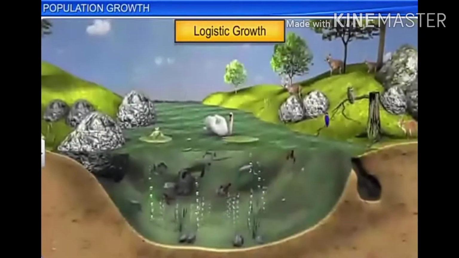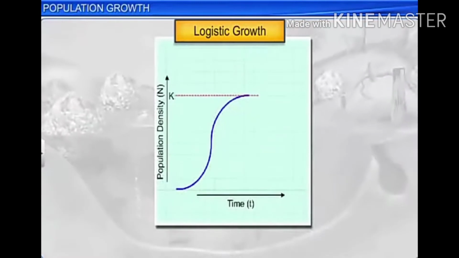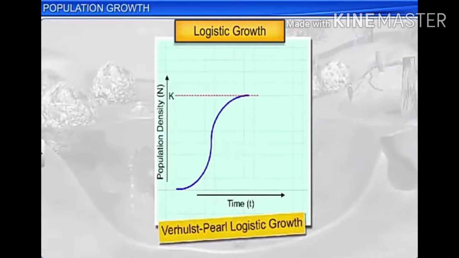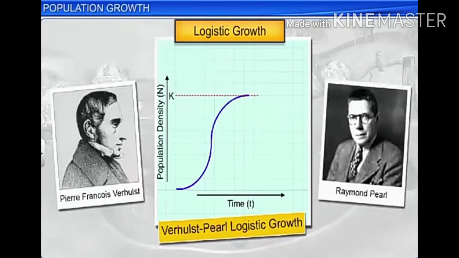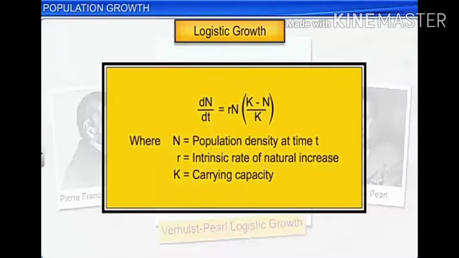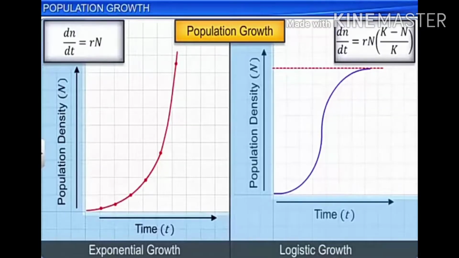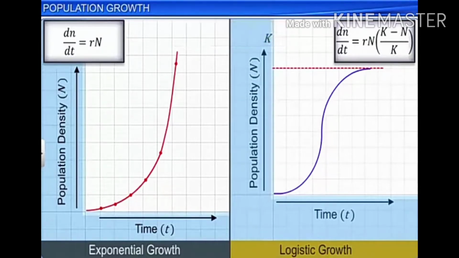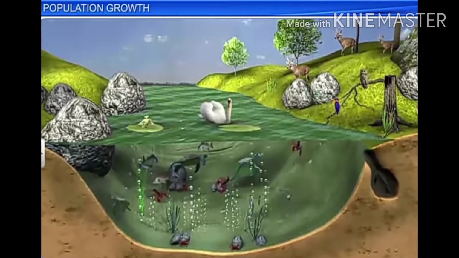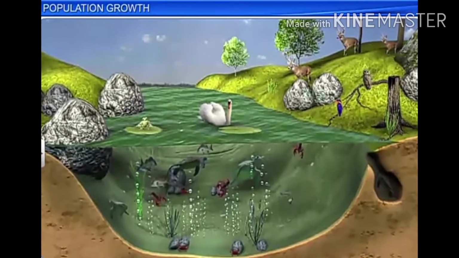The logistic growth is also known as Verhulst-Pearl logistic growth, after the scientists Pierre-François Verhulst and Raymond Pearl, and is described by the equation as shown. In nature, as the resources available for growth are limited, the logistic growth model is considered a more realistic one. Thus, we can say that population density is dynamic and the growth of the population is dependent on the resources available.